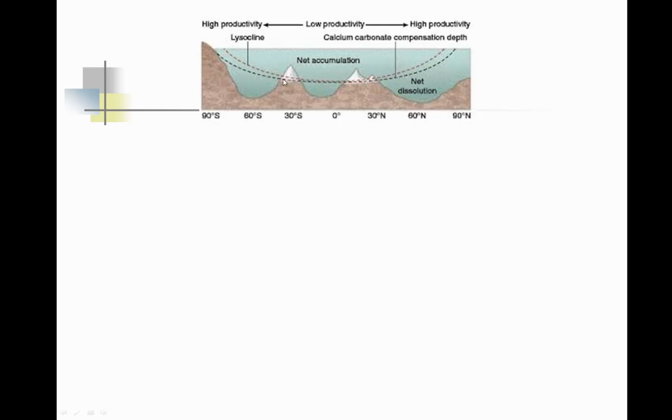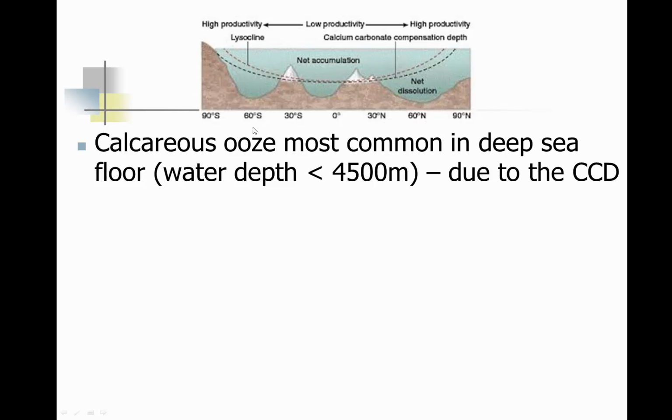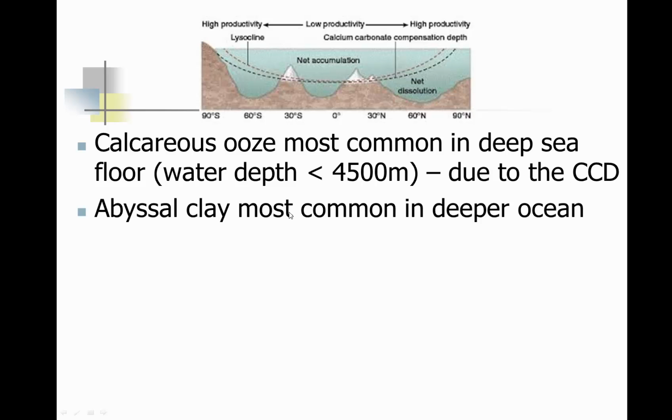Remember, we do get this calcium carbonate compensation depth, the CCD, where we get calcium carbonate ooze as long as it's above that 4,500 meter depth. That gets lower and lower up by the poles because we get higher concentration of life. So the high production actually is pulling the calcium carbonate back into shells. So it's not really in the ocean to precipitate on the land, but it does make sort of like a marine environment. Calcareous ooze is most common in deep ocean floor, less than 4,500 meters, and that's due again to the CCD. Abyssal clays most common in deep ocean.